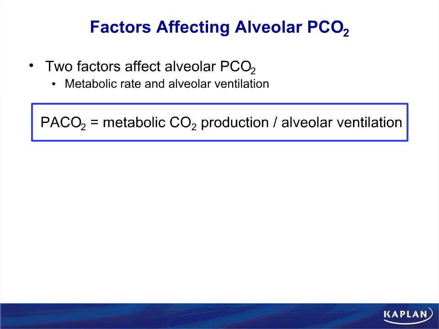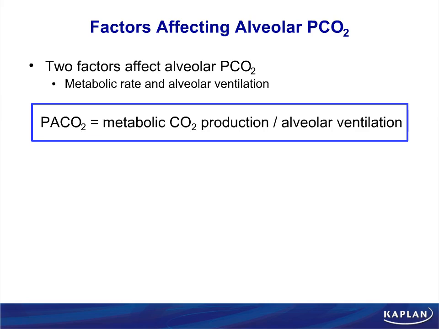We'll start first with alveolar PCO2. Two factors. Alveolar CO2 is directly related to CO2 production and inversely related to alveolar ventilation. If we stop and think about that for a second, hopefully that makes good sense. Alveolar CO2 will be directly related to the production of CO2, but it's going to be inversely related to alveolar ventilation. The greater the alveolar ventilation, the lower the CO2.